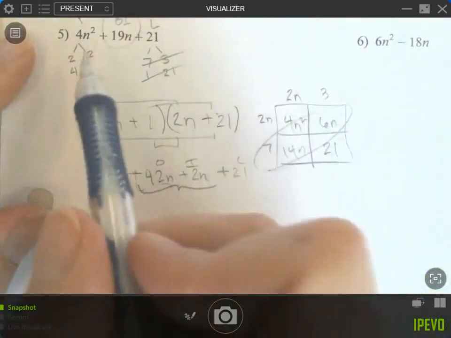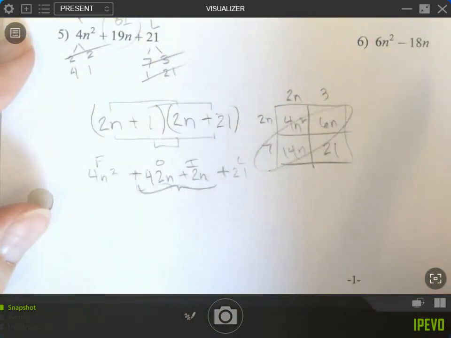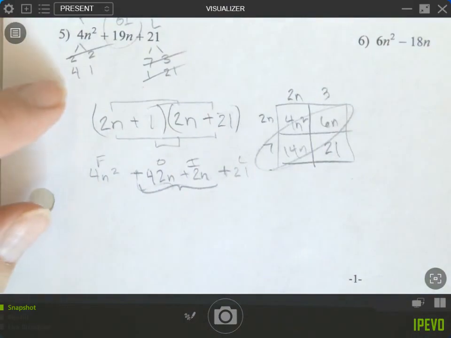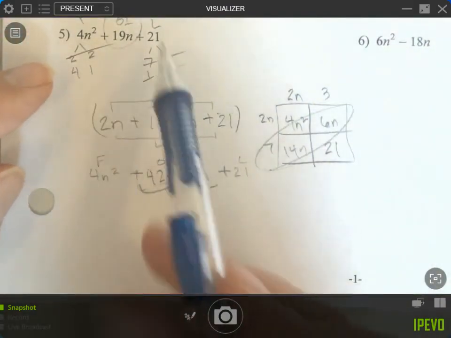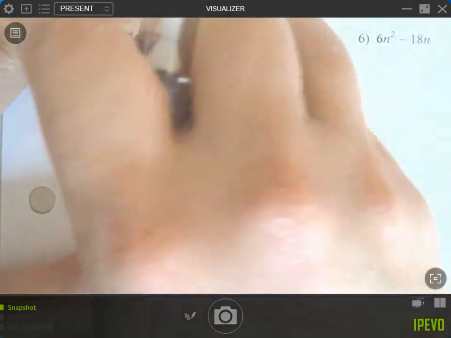So now that I've tried the 2 and 2, what do I have to do? Go back and try the 4 and 1. We already did the 7 and 3. So we did 2 and 2 with both of these. I don't need any negative signs. So now I'm going back to the drawing board. I'm just going to erase this.